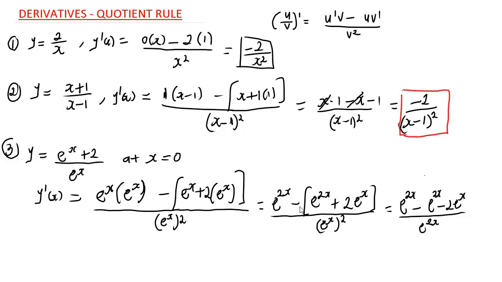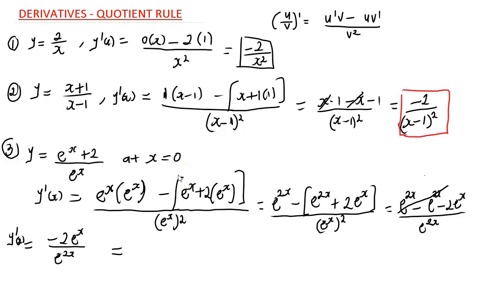Then divided by e raised to the power of s, raised to the power of 2, which can also be written as e raised to the power of 2s. So this is going to be equal to, now, as you can see, e raised to the power of 2s is going to cancel out. So we are left with just negative 2 multiply e raised to the power of s, then divided by e raised to the power of 2s. So this is the derivative. This is y prime s.